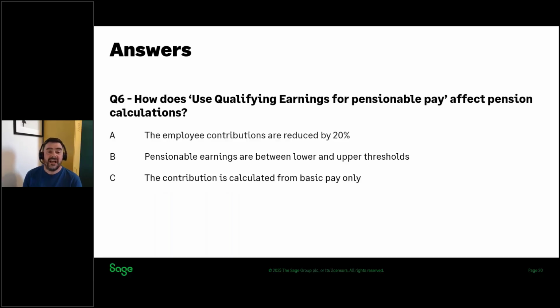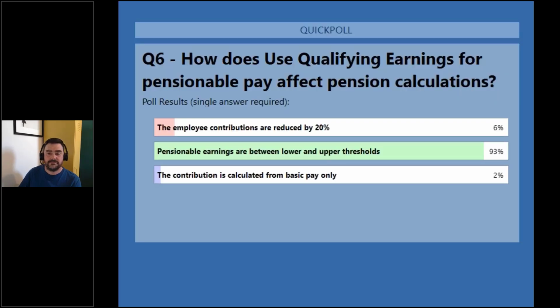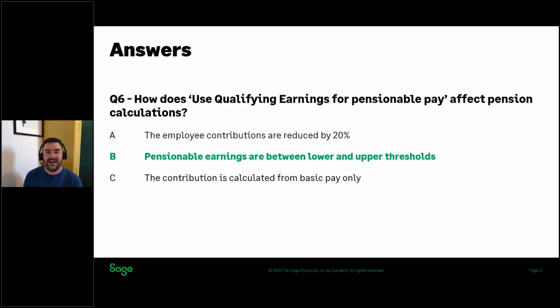Question number 6 then was, how does the use of qualifying earnings for pensionable pay setting affect pension calculations? So let's see what you said on this one. 93% of answers said that the pensionable earnings are between lower and upper thresholds. So let's see if you were correct on that one. And you're absolutely right. If you're using qualifying earnings for pensionable pay, the pensionable earnings are calculated between the lower and upper thresholds, which are set out in legislation.